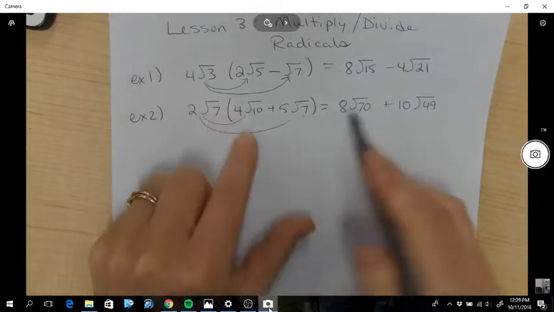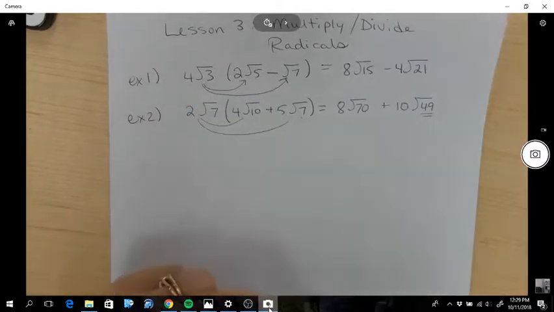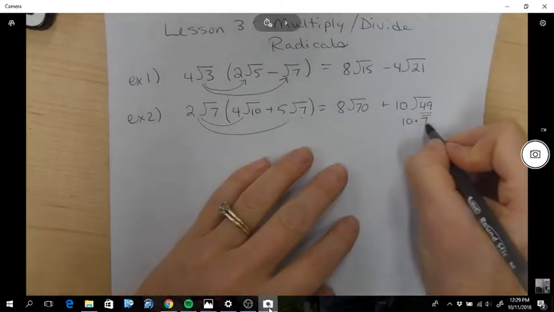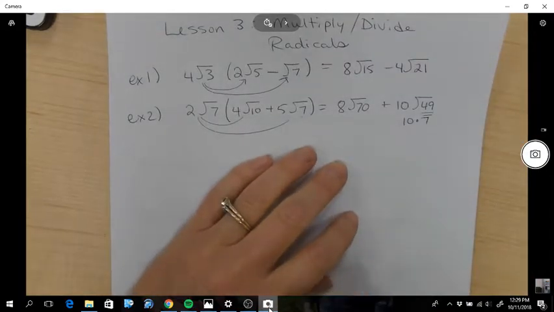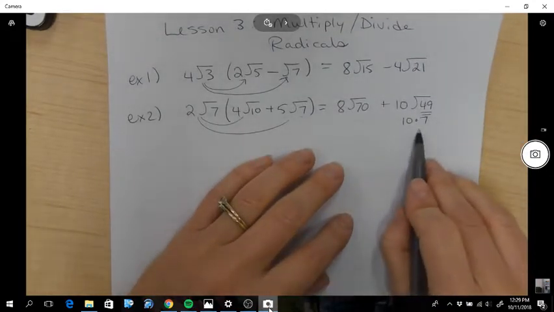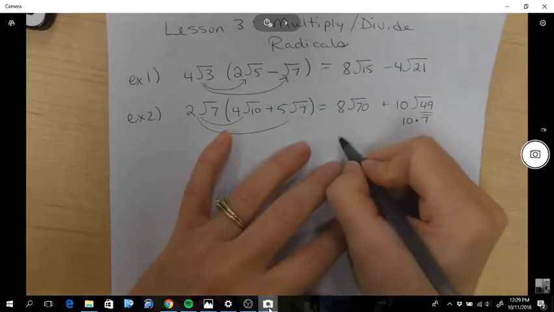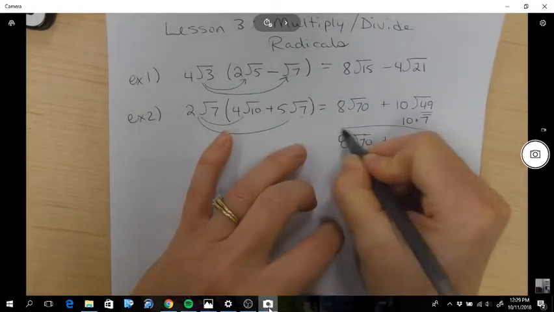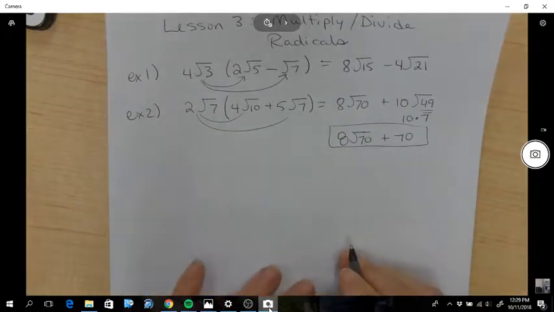Okay, I see something here. This square root of 49, I can actually change to be a 7, and thus I can change this term to just be 7d. So your final answer would be 8 root 7d plus 7d.